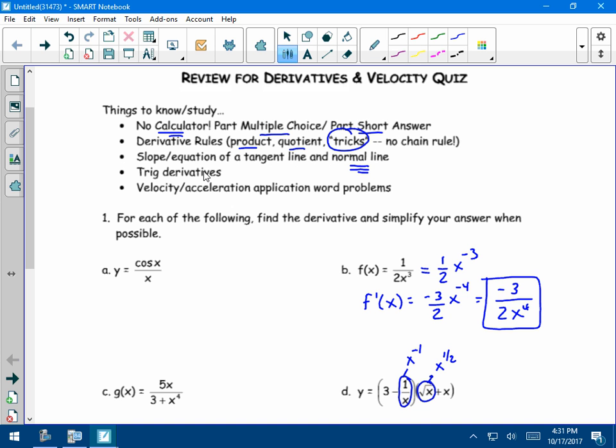Trig derivatives. Remember all those trig derivatives. If you look at yesterday's notes, I wrote them all out for you again. Know the trig derivatives. Velocity acceleration. We did that at the beginning of class today, so you've reviewed that already. There's another one on here to practice. And application word problems. I want to show you what I mean by that. I'll go over one of those at the end here.